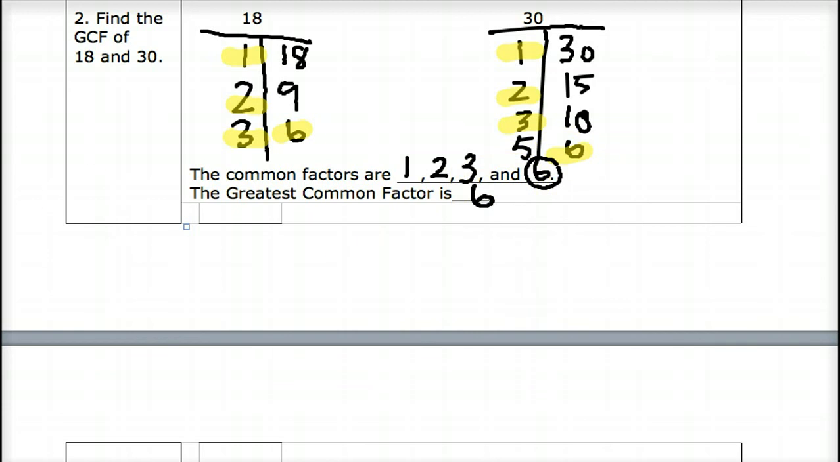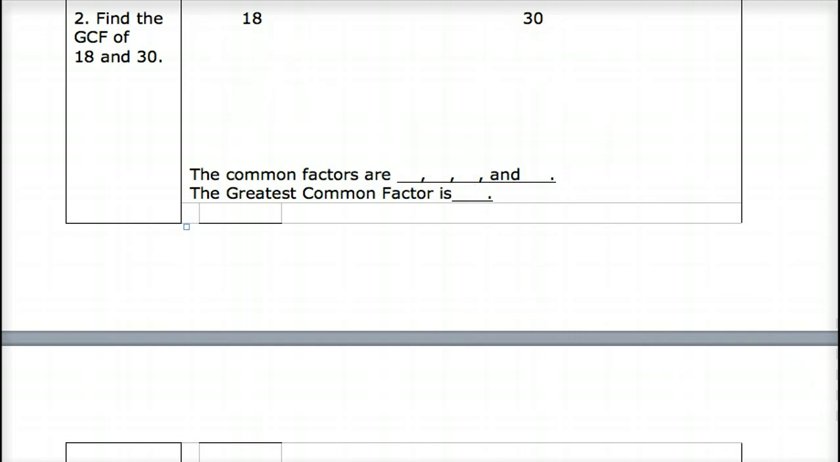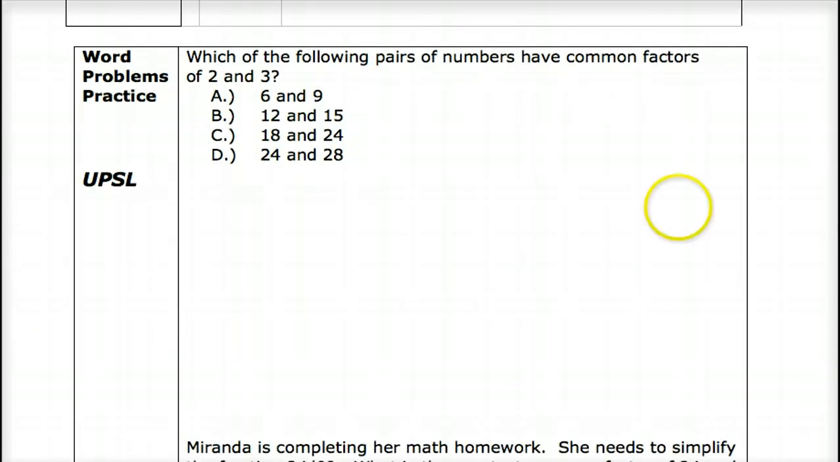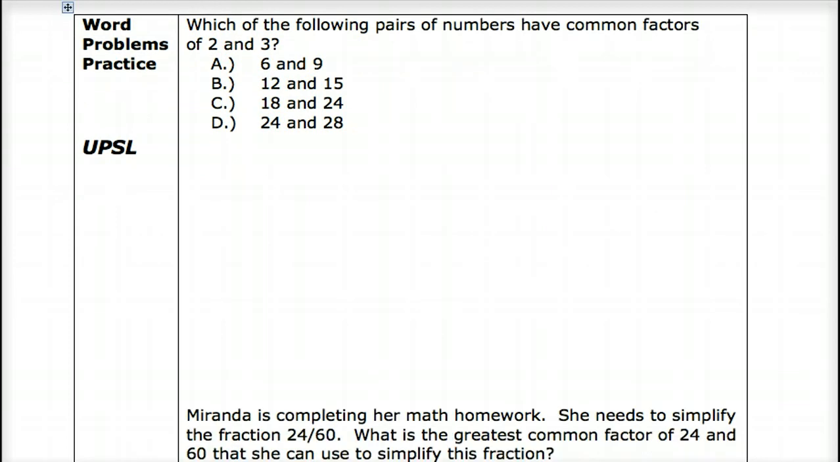We're going to try some word problems now and see how these may be written when you see them in class. So our first problem says, which of the following pairs of numbers have common factors of 2 and 3? So we know that our keywords here are common factors and our numbers 2 and 3.